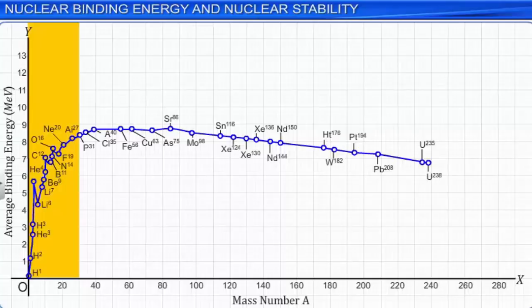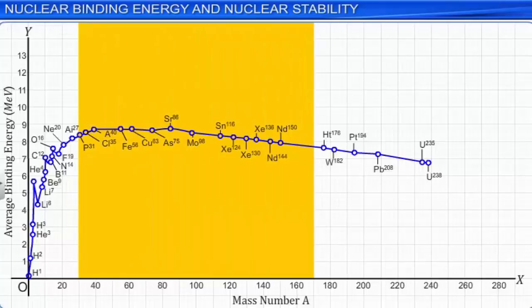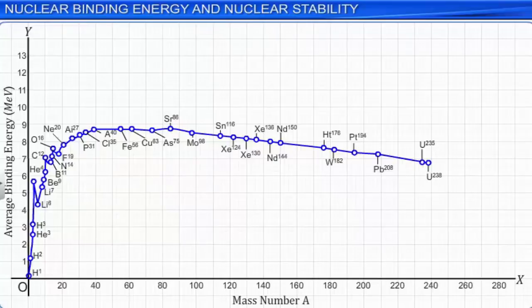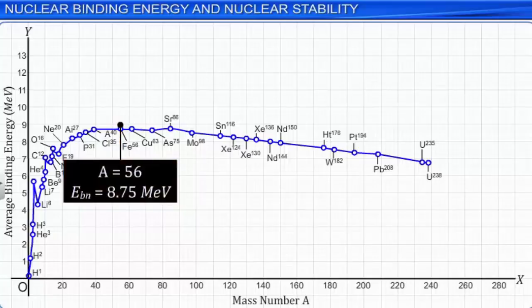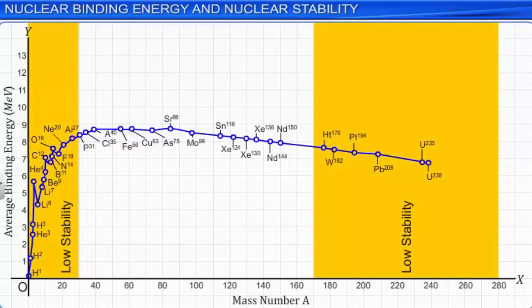The average binding energy is almost independent of the mass number A of nuclei in the range of mass numbers between 30 and 170 and is nearer to the maximum value of the average binding energy. This indicates high stability for the corresponding nuclei. The average binding energy is maximum for a nucleus of iron of mass number A equal to 56 and is equal to 8.75 MeV. We also see that the average binding energy has a value of 7.6 MeV for A equal to 238. It is observed that the binding energy per nucleon is lower for both light and heavy nuclei, that is, for nuclei with mass number A less than 30 and greater than 170.